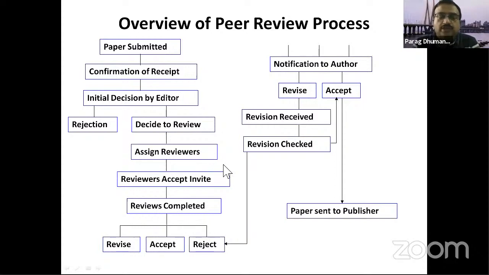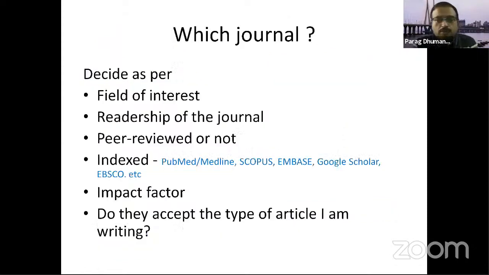At times they will ask you to suggest the names of the reviewers. If the reviewers accept the invitation, they complete the review within a normal time frame of 2 weeks. They give their verdict: revise, accept, or reject. These things are notified to the author. The author has the option of not submitting again, or revising. Then the revision is received and rechecked, and the reviewer will again check whether it is as per the demands made by him and other reviewers. Then it is accepted, and the paper is sent to the publisher. There are various publishing houses, Elsevier, Science Direct, LMW.